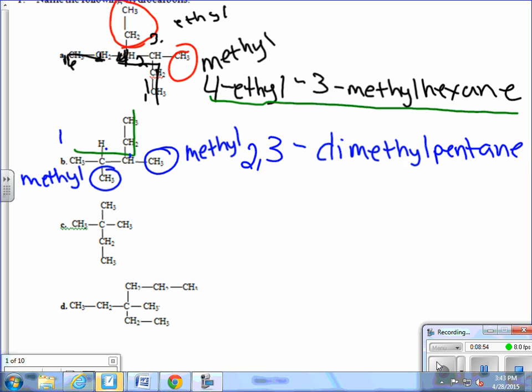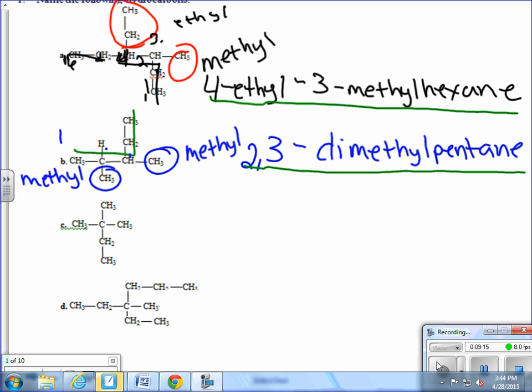Okay, sorry. So our chain is 5 carbon long. The prefix for 5 is pent. Single bond, so it ends in ane, so that gives us pentane. So our final answer for B is 2,3-dimethylpentane.